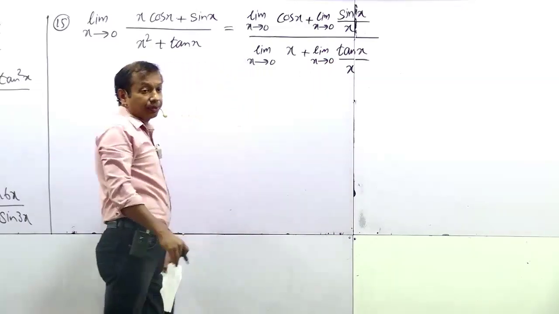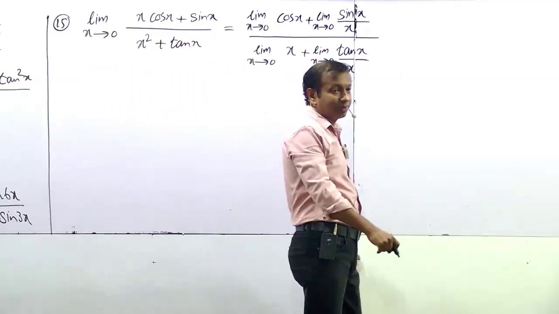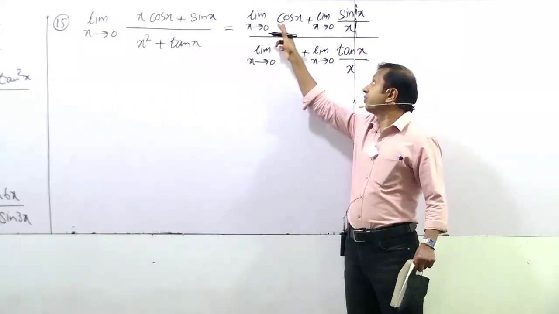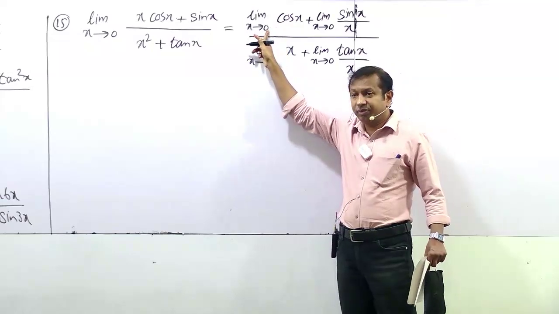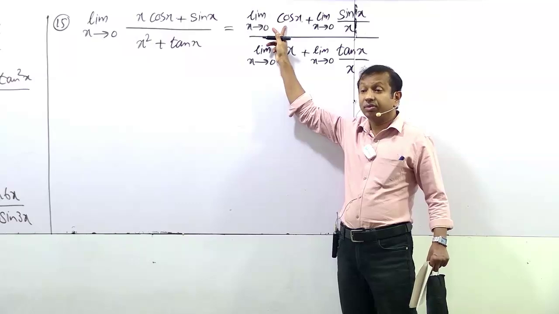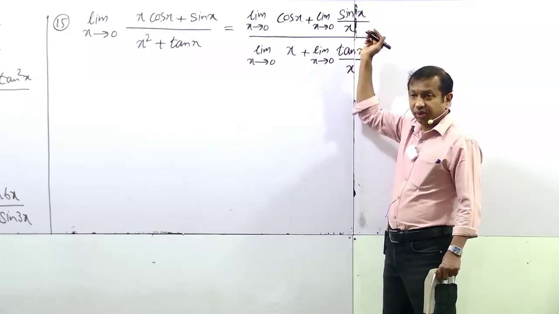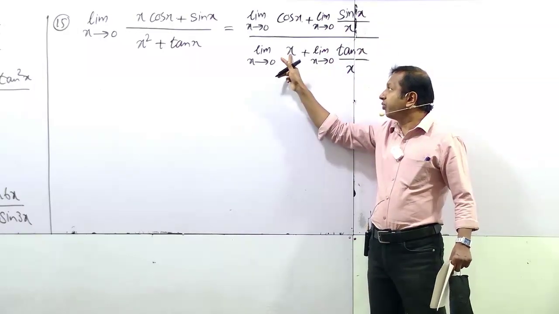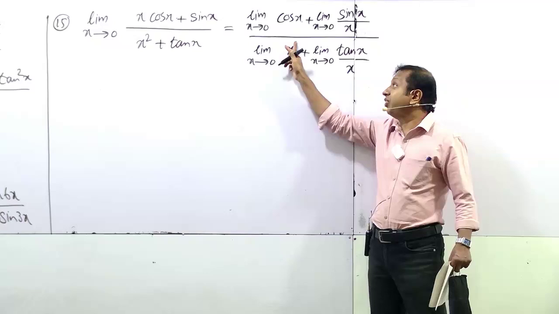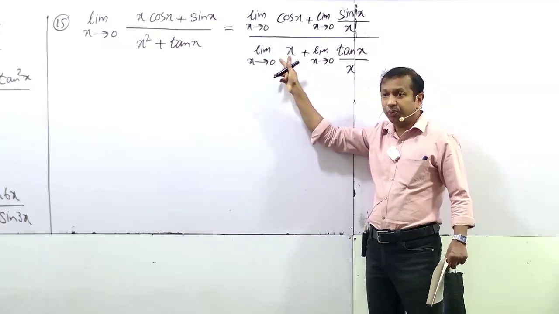Okay, now you can take the answer. What is this answer? Cos x as x goes to 0 is 1. What is this? Sin x over x as x goes to 0 is also 1. And here, x goes to 0, so what can we say? This is 0, no? Here x goes to 0, then this will be 0, no?